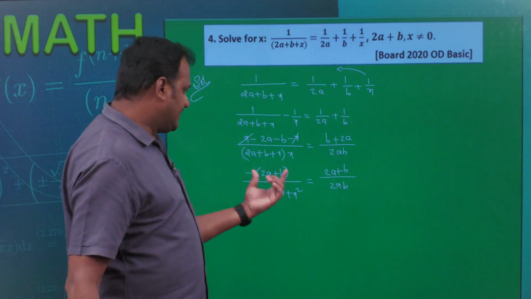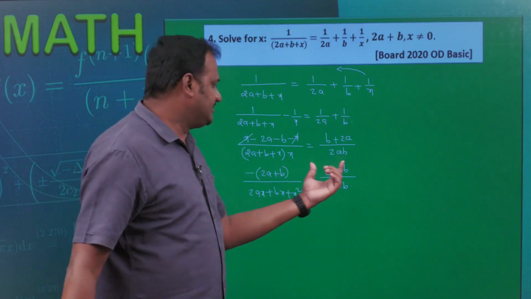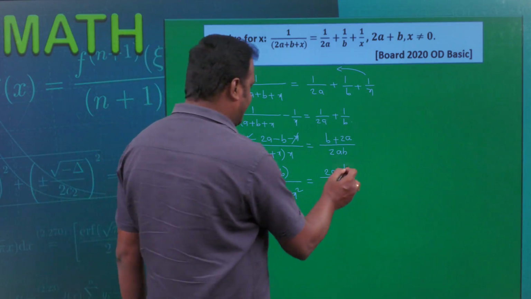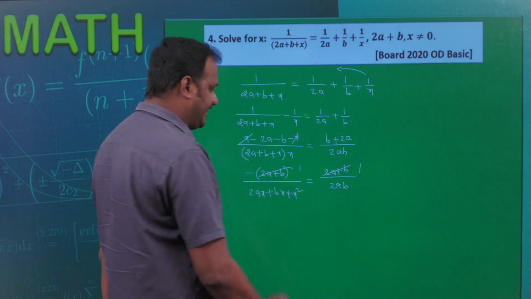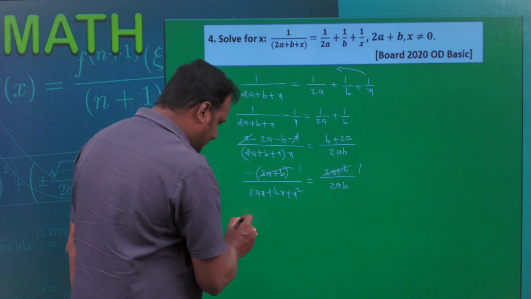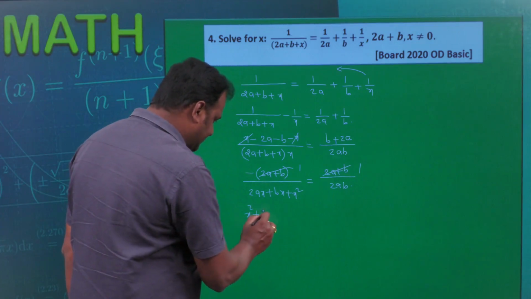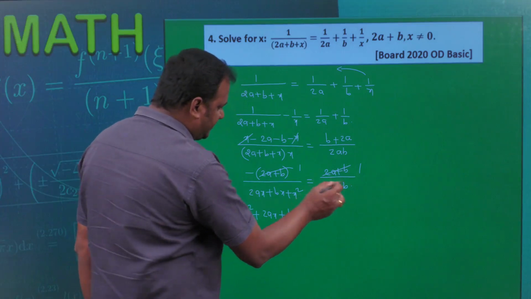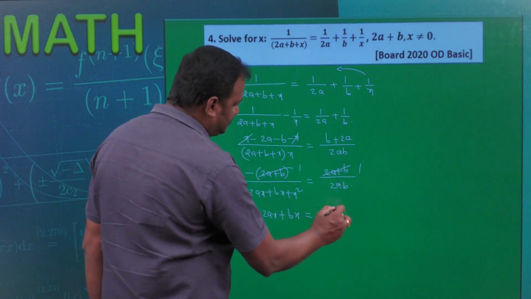See here, on the left hand side we have a single term, here also on the right hand side we have a single term in the numerators. So directly we can cancel them. By cross multiplication, this entire thing into 1 is going to be x square plus 2ax plus bx is equal to 2ab into minus 1, which is equal to minus 2ab.